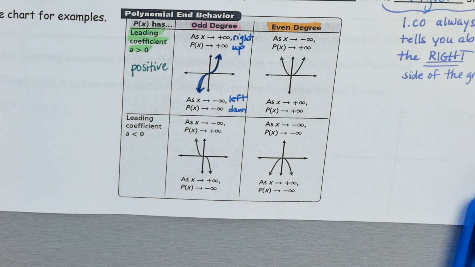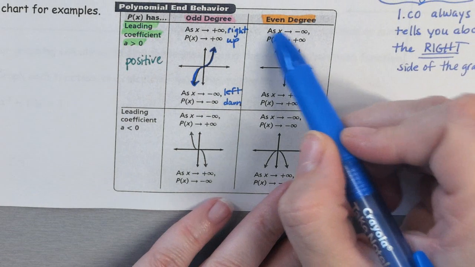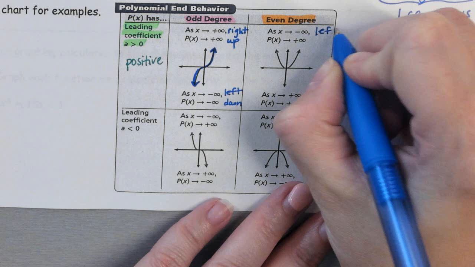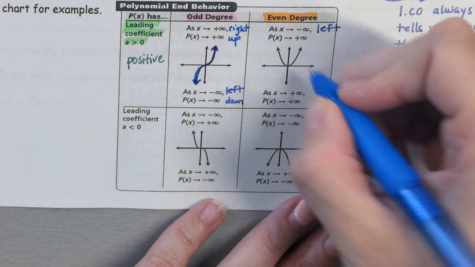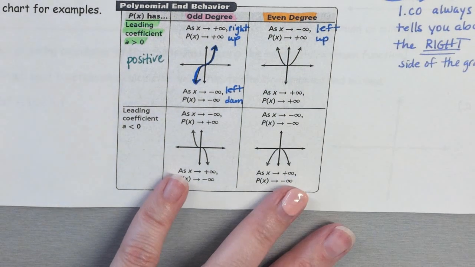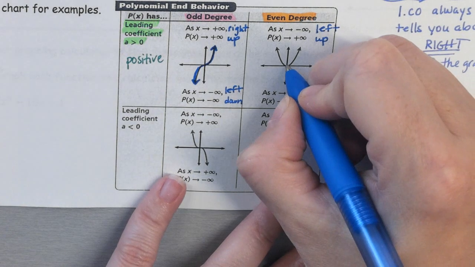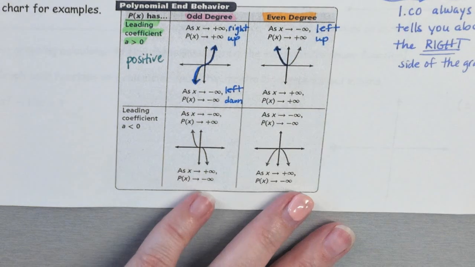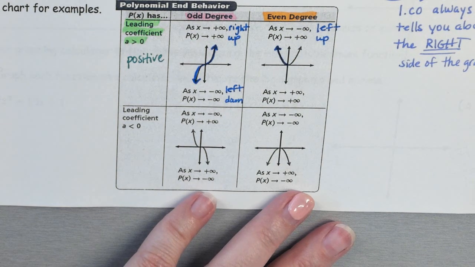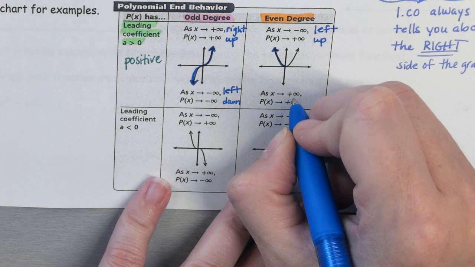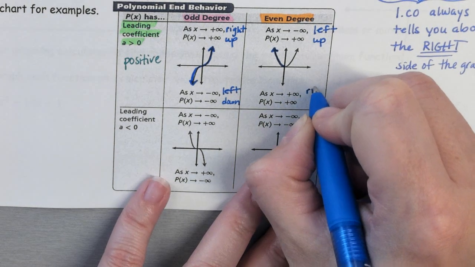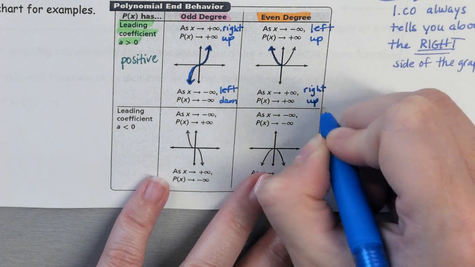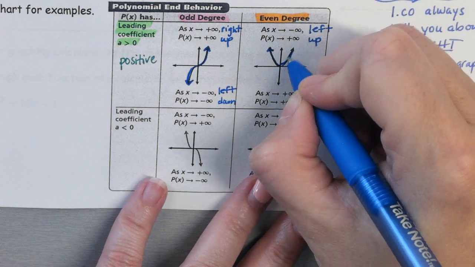Okay, if it is an even degree, as x goes to negative infinity, because it's x, it's left or right, so this means left. P of x goes to positive infinity, so that means up. So on the left side of the graph, it is going up. So that is this part of the graph. Here this says as x goes to positive infinity, so it's x, which means it's talking about the right. P of x goes to positive infinity, because it's P of x, it means it's going up.